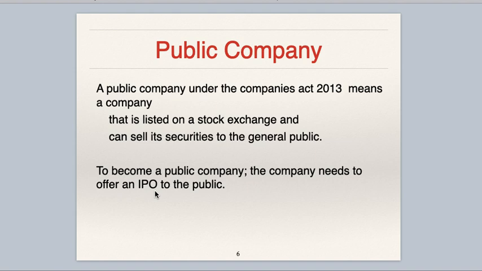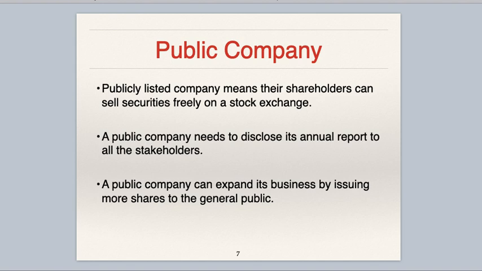FPO is follow-on public offer. When an already listed company subsequently asks people to subscribe for its shares, it is known as FPO, follow-on public offer. These FPO and IPO terms are applicable to public company. Publicly listed company means their shareholders can sell securities freely on stock exchange. Just now we have seen this.